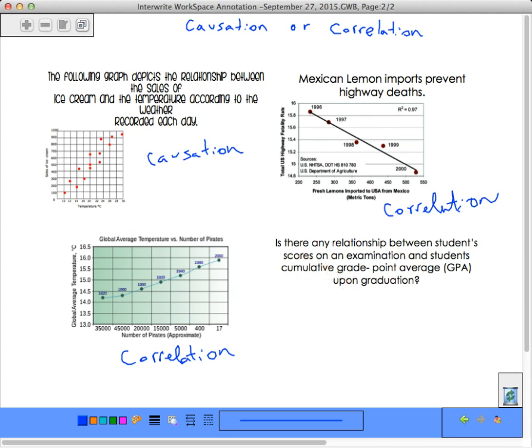And this says, is there any relationship between student scores on an examination and the student's cumulative grade point average upon graduation? So your scores on exams affect your GPA. So one does cause the other to be higher or lower. This would be causation.